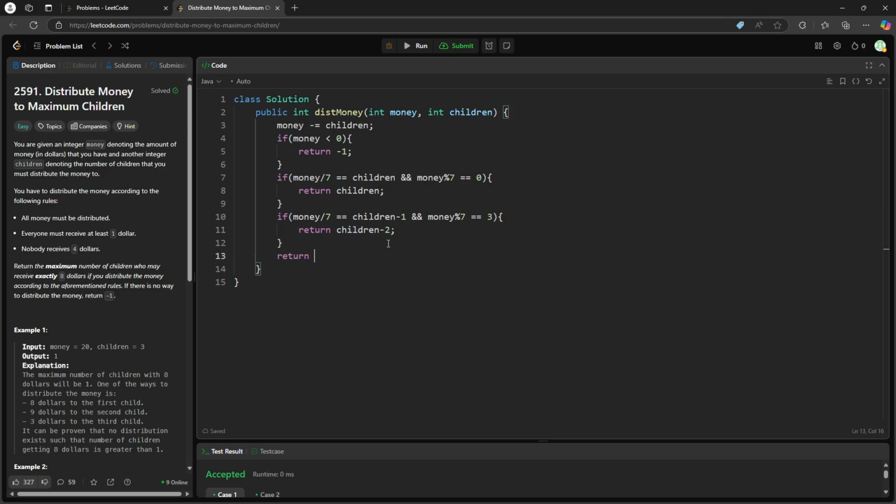And then the last one is either you have too much money or not enough money, right? So it's going to be children minus 1, and also money divided by 7. So this will be the solution.